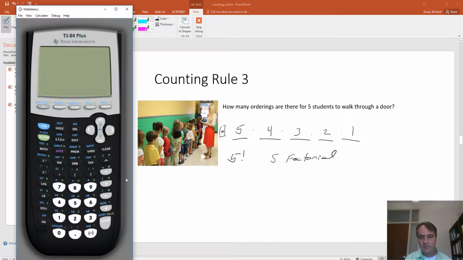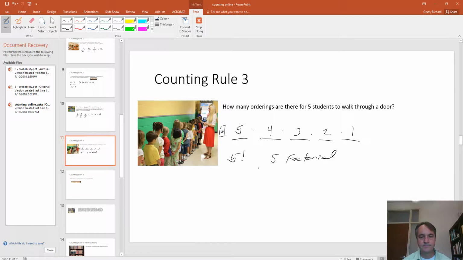And so you have the factorial function available on your calculators, although it's not as easily found as it is on some other calculators. So in this example, we're going to do 5 factorial. We put in 5, and then we have to go to, let's see, math, come over to probability, and then scroll down here to this exclamation point. So we got 5 factorial, and so that's 120. So there's 120 ways for 5 children to go through the door of the classroom.